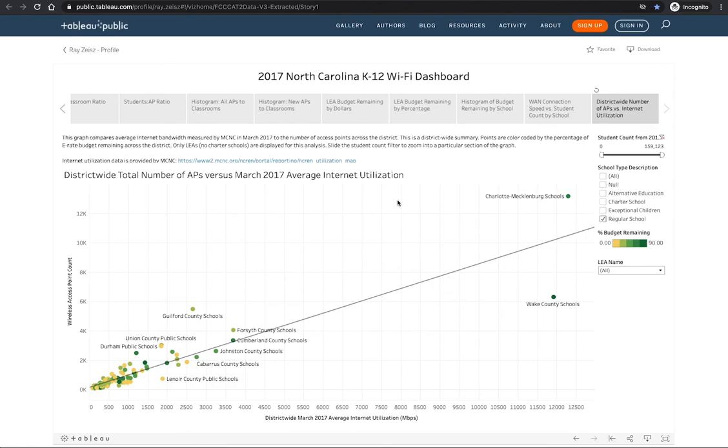So that's pretty much a detailed look at some of the data that we've looked at over the years to help DPI and the state board figure out how to manage school connectivity.